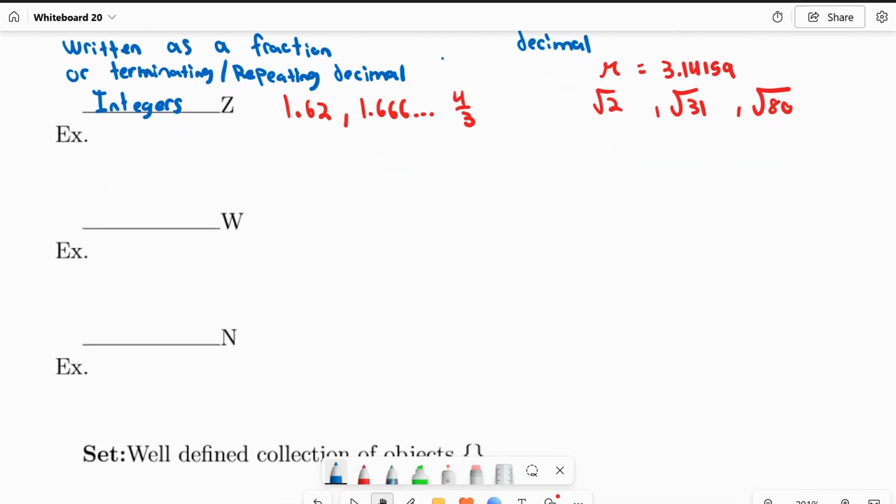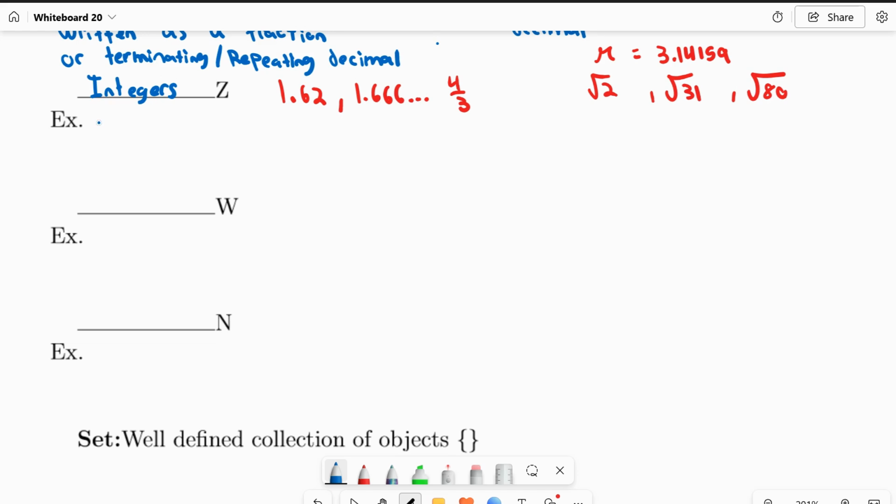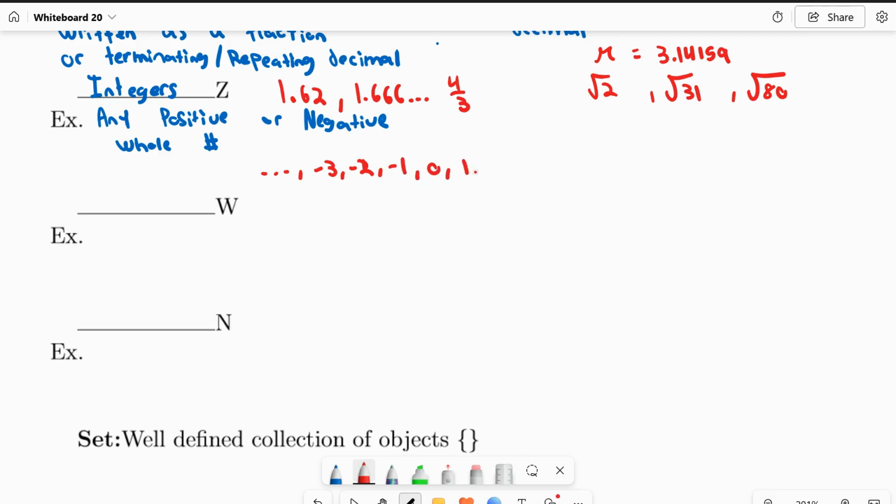But more specific than a rational number is an integer, which is any positive or negative whole number. Right? Examples of this would be -3, -2, -1, 0, 1, 2, 3, so on and so forth. Keep in mind it's just really any whole number, positive or negative.